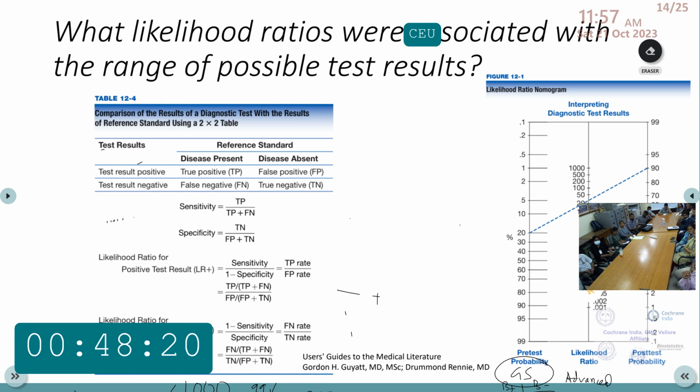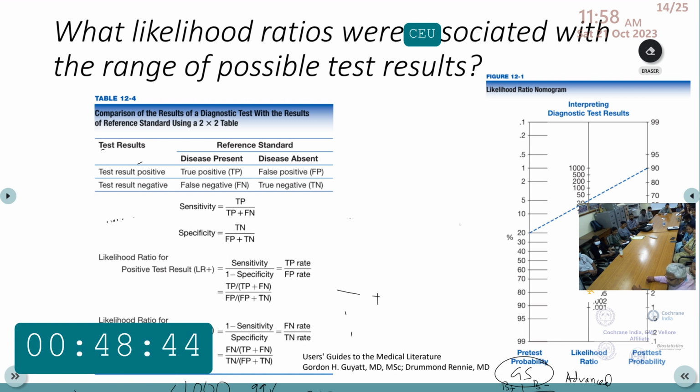So just to understand, why are we doing this new maths now, likelihood ratio? The main reason is to go from pre-test probability to post-test probability. We want to use our Vellore pre-test probability for a test and come to what will be our patient's post-test probability in Vellore itself. That is why we are learning this new formula of likelihood ratio.